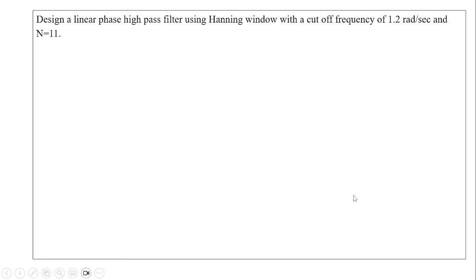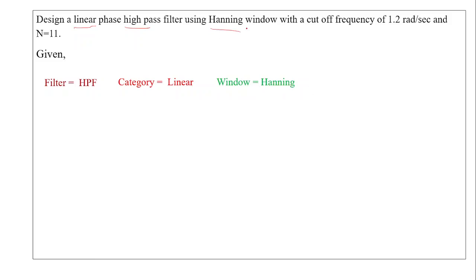Now we will solve the problem here. Design a linear phase high pass filter using Hanning window with a cutoff frequency of 1.2 radian per second and N equal to 11. So the things given in the problem statement are: the filter that they ask you to design is high pass filter. Then the category is linear or ideal, so it's linear. And window is Hanning window, and then cutoff frequency is 1.2 and then your N is equal to 11. So these 5 parameters are important to begin the problem here.